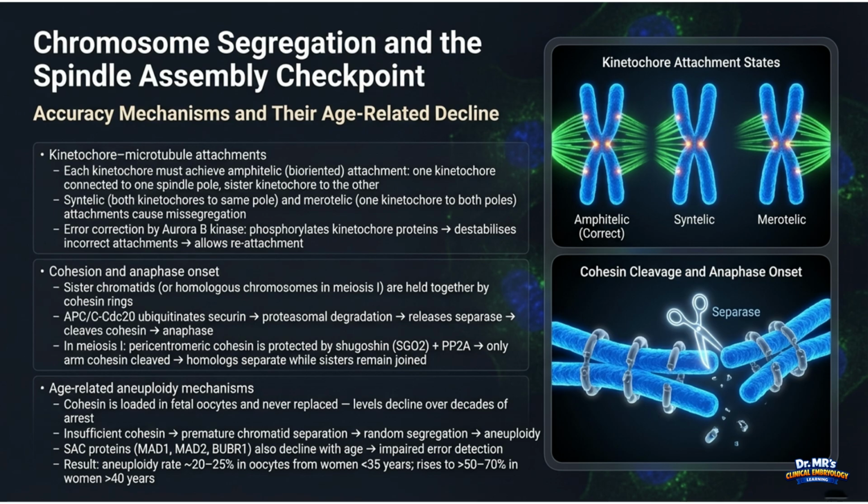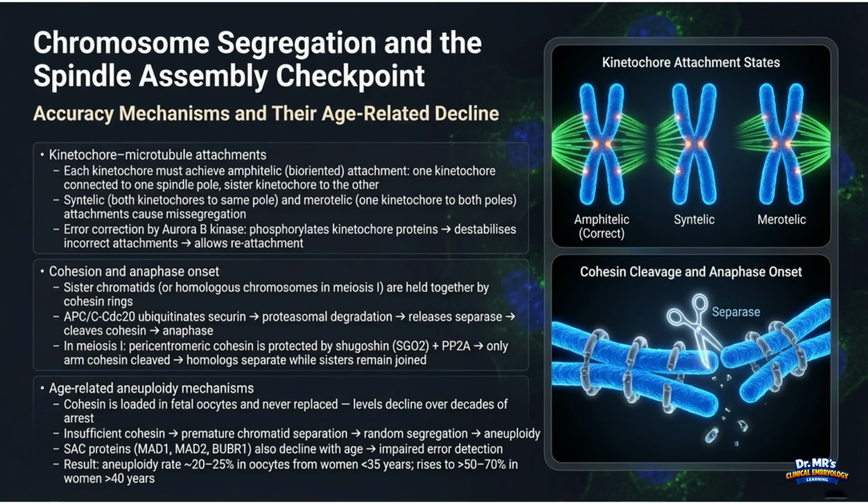But things go wrong. If the attachment is syntelic, meaning both kinetochores accidentally attached to microtubules coming from the same pole, there is no tug-of-war. The chromosome will just be dragged whole to one side. Or worse, a merotelic attachment, where a single kinetochore is simultaneously snagged by microtubules from both poles. It gets stuck in the middle and often tears.